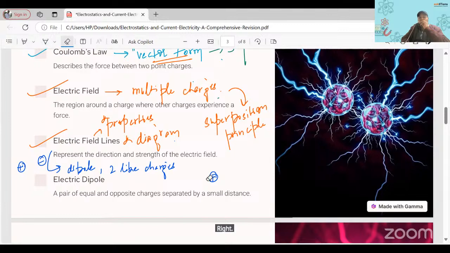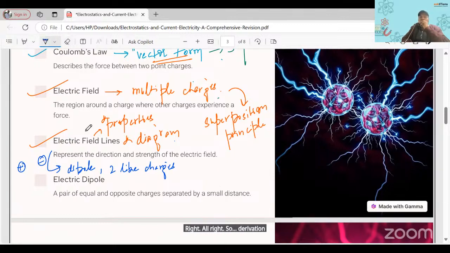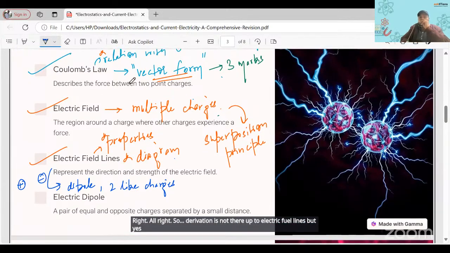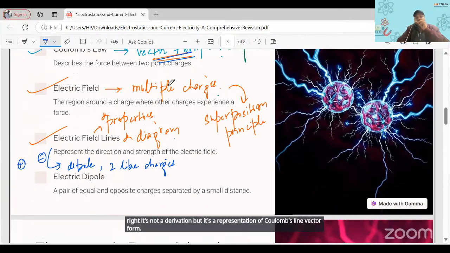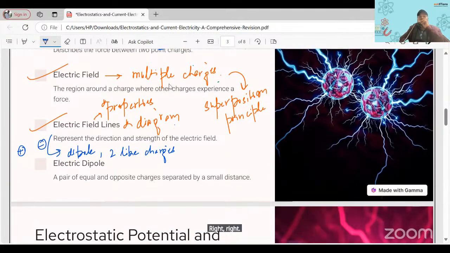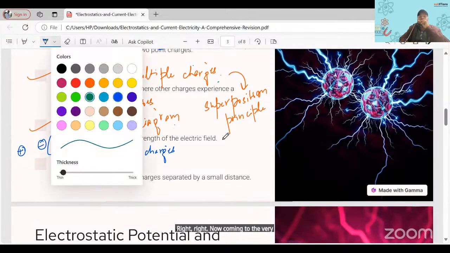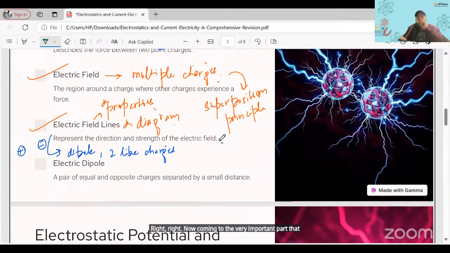All right. So derivation is not there up to electric field lines, but in Coulomb's law the vector form is important. It's not a derivation, but a representation of Coulomb's law in vector form.